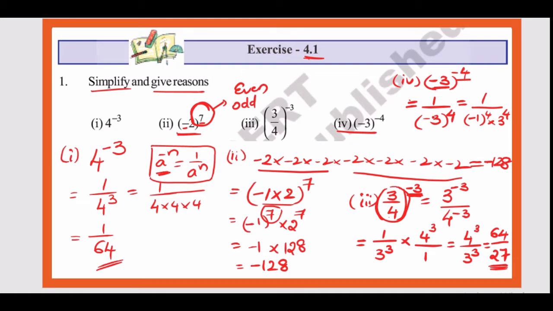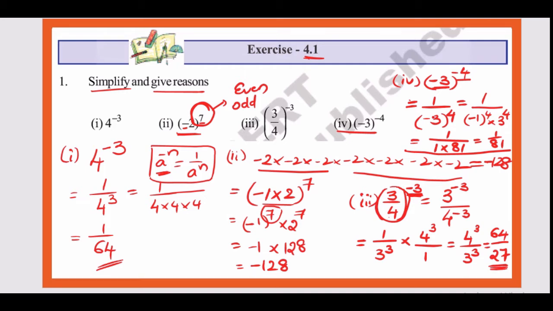So whole power 4 means we have done multiplication. Since it is an even power, it becomes 1 into the value of 3 power 4. 3 power 4 is nothing but 81, which gives me 1 by 81. So this is nothing but the answer for question number 4, right?